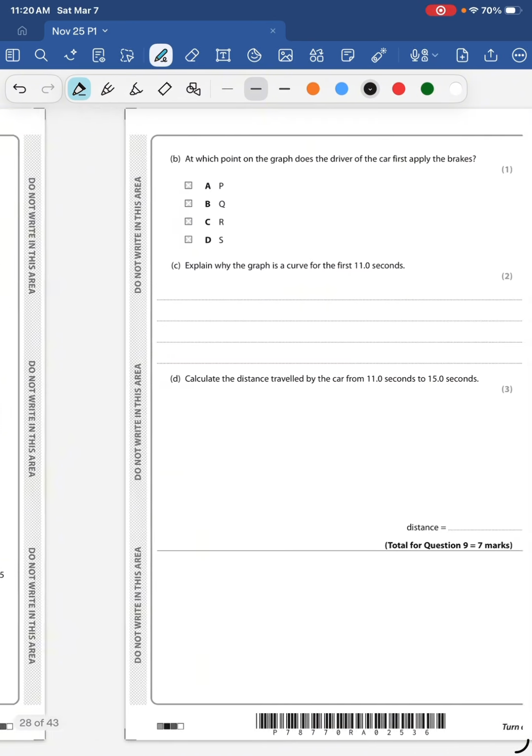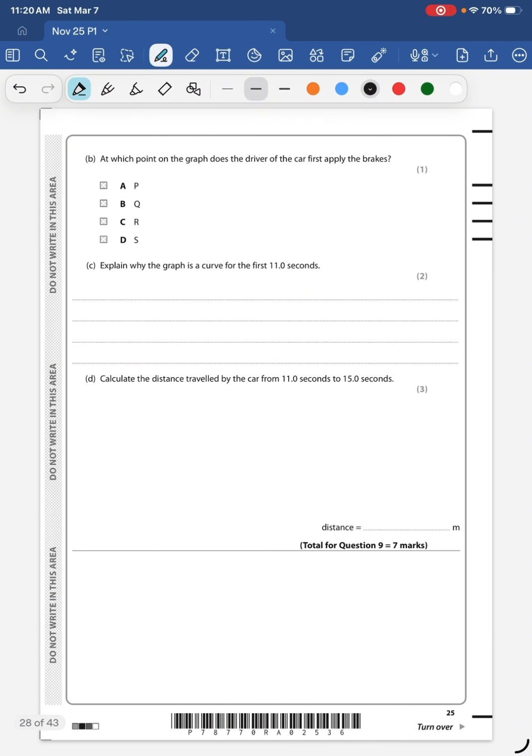Anyway, let's move on. Part B. At which point on the graph does the driver of the car first apply the brakes? That will be point Q, and the reason is that it stops accelerating and starts decelerating. So that's option B. Explain why the graph is a curve for the first 11 seconds.